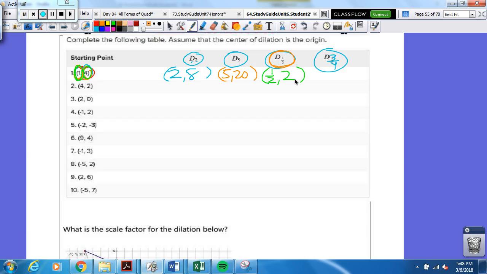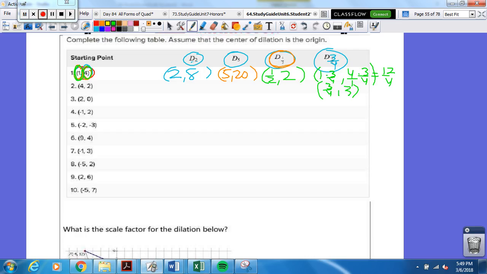Okay, so now 3/4. Well, that's 1 times 3/4, comma, 4 times 3/4. Okay, what is that? Well, 1 times 3/4 is just 3/4. 4 times 3/4, that's going to be 12/4, which is 3. There you go. So that is the first one.